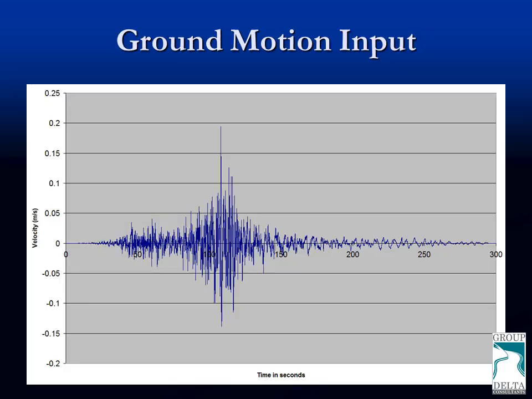This is the ground motion input that was used in the numerical modeling. It was from a station located near the dam on bedrock. You will notice that most of the shaking occurs between a time of 40 seconds to about 160 seconds.